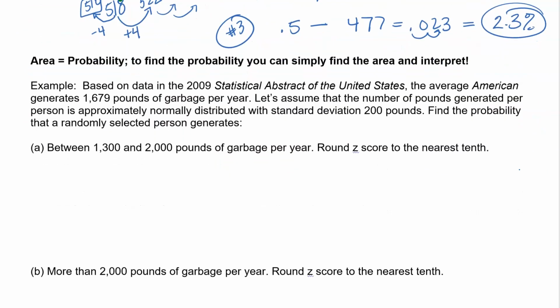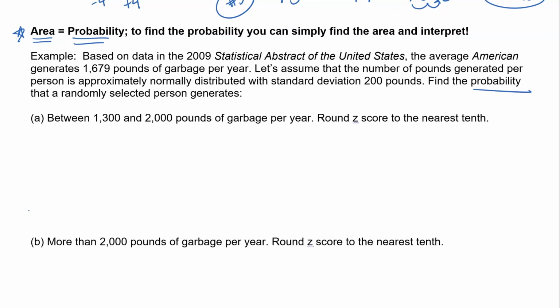Okay, so this next problem, you notice I've got this note in bold here that the area underneath the curve is the same thing as the probability that a data value is going to be in that region. So we're going to use that with this next example since it's asking for probability. Okay, so we've got some data here. I'm going to draw a curve, and this would be a great place to pause the video, try to draw the curve yourself, and then come back.